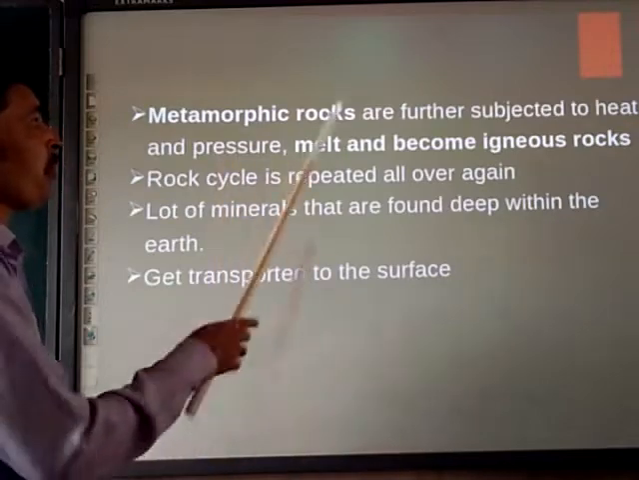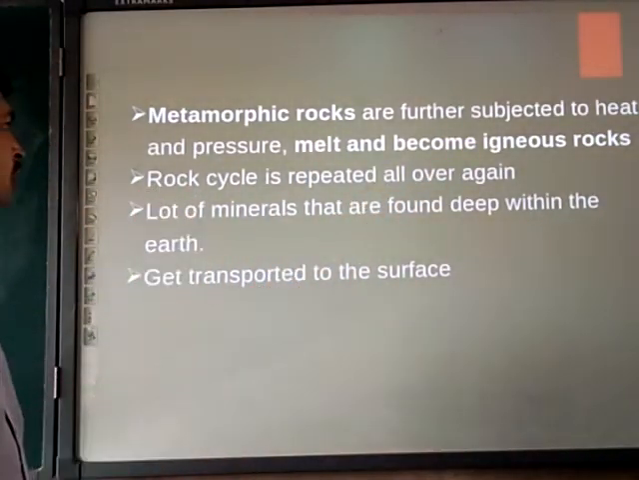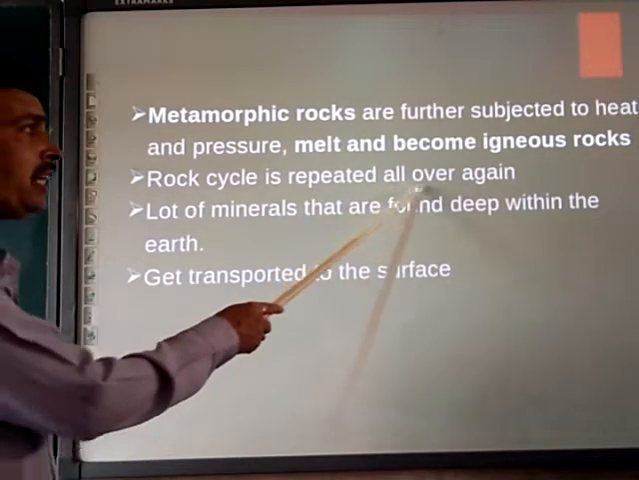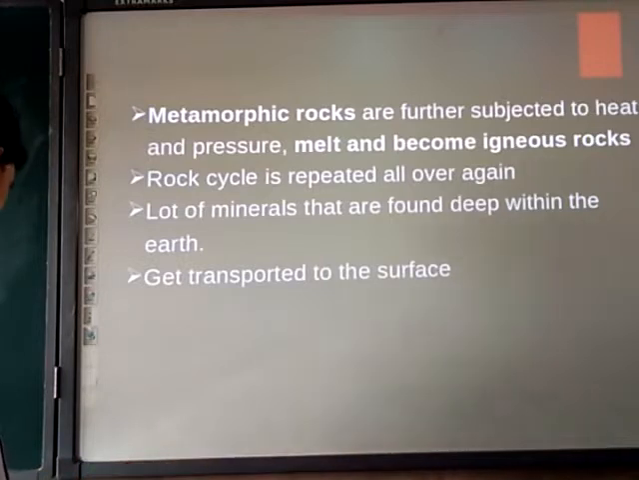Next, metamorphic rocks are further subjected to heat and pressure, melt and become igneous rock, and the rock cycle is repeated again and again. Next, moving towards the overview.